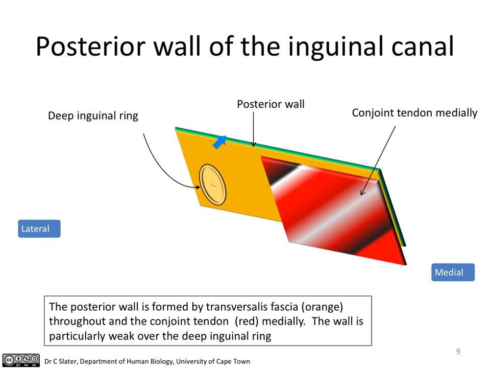The structure of the posterior wall is made up thus of transversalis fascia, as I'm indicating here, throughout its whole length, and medially it is formed by transversalis fascia with the conjoint tendon situated anteriorly.